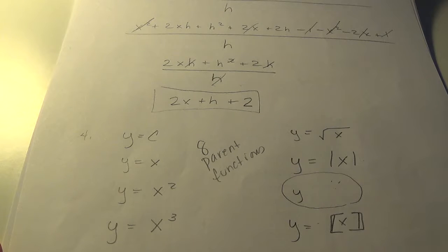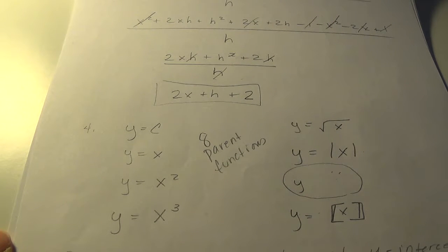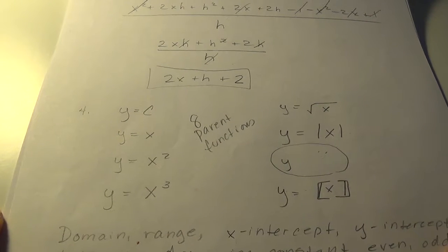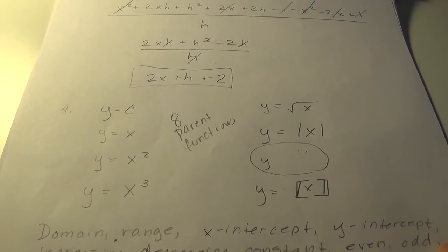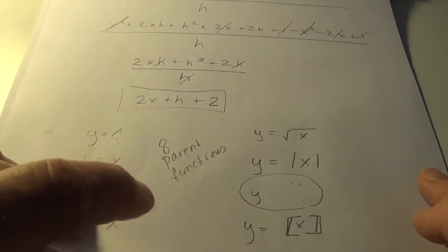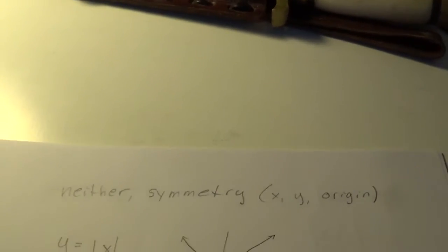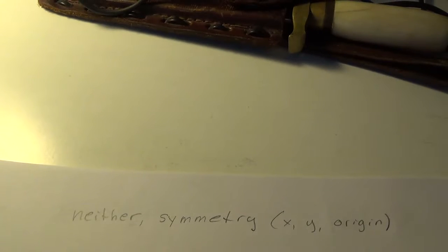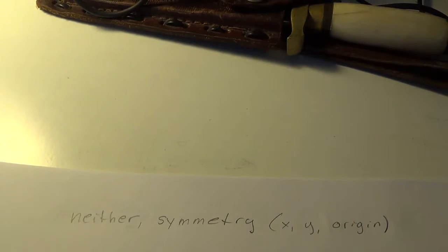You will have to, on command, as math puppies, if I command you to give me one of the functions, you must know its graph. You must know the domain, range, x and y intercepts, increasing, decreasing, or constant, even, odd, or neither, and the symmetry. And symmetry can be x, y, or symmetric to the origin.